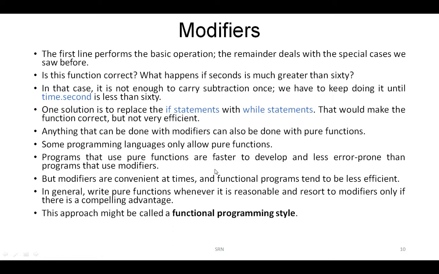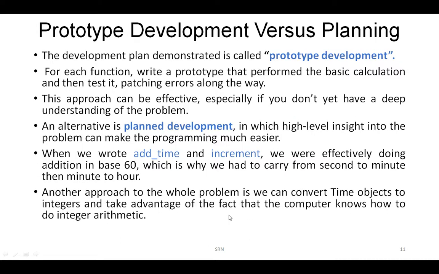So programs that use pure functions are faster to develop and less error prone than the programs that use modifiers. Of course, these are all the facts, but modifiers are convenient at times, and functional programs tend to be less efficient. In general, we write pure functions only wherever it is reasonable, only when required we write the modifiers, and this approach might be called functional programming style.